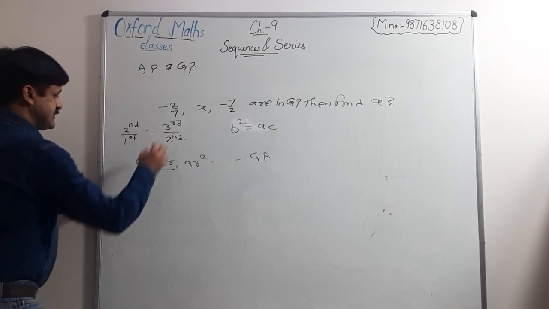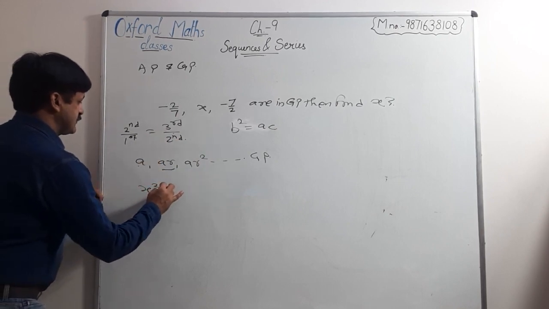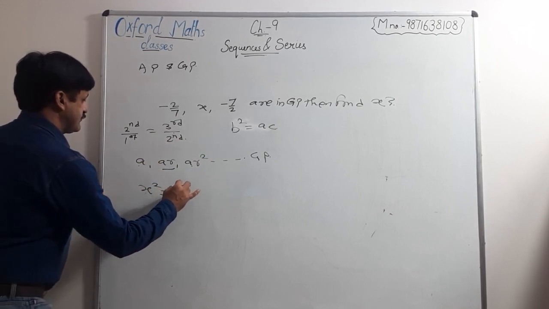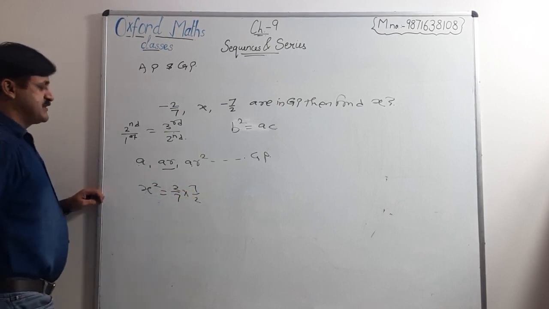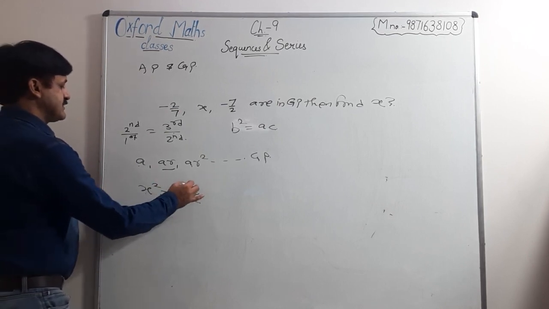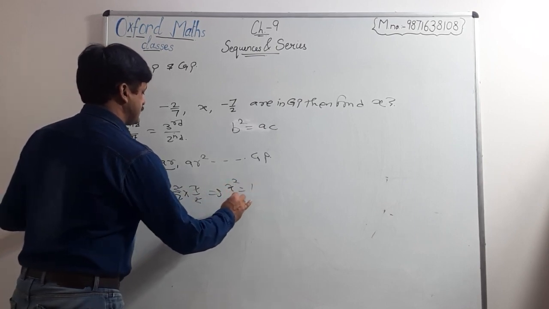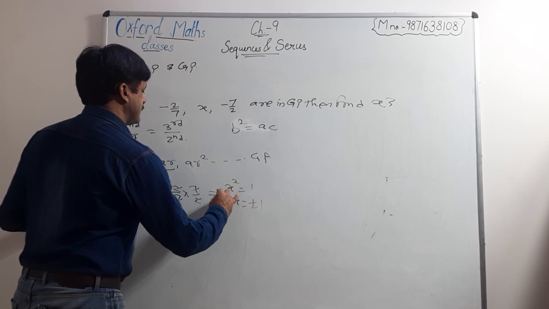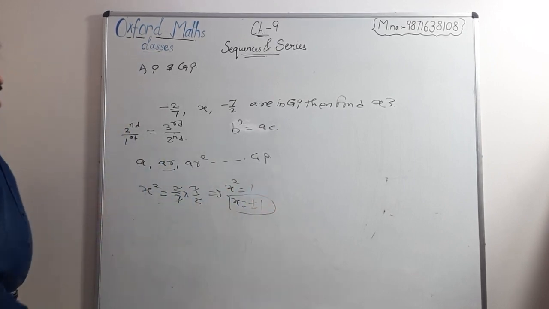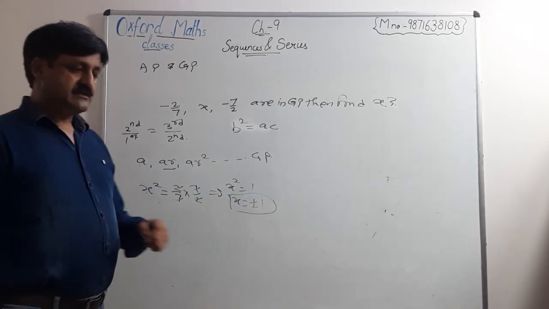b square is equal to ac means x square is equal to minus 2 by 7 into minus 7 by 2. The minus and minus cancel, 2 and 2 cancel, 7 and 7 cancel. This means x square is equal to 1, so x is equal to plus minus 1. The value of x is plus minus 1.